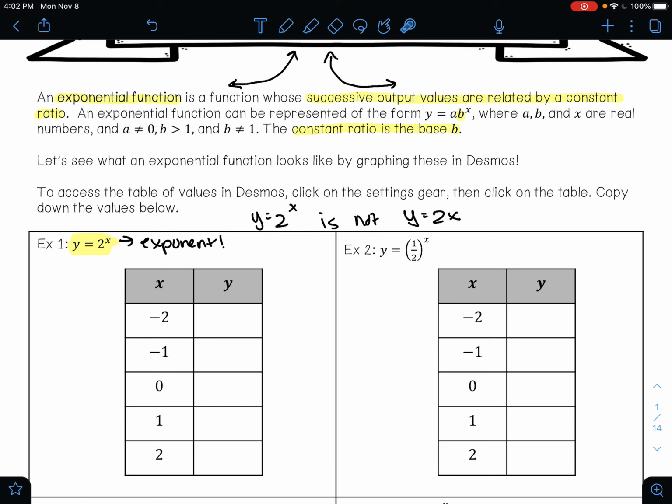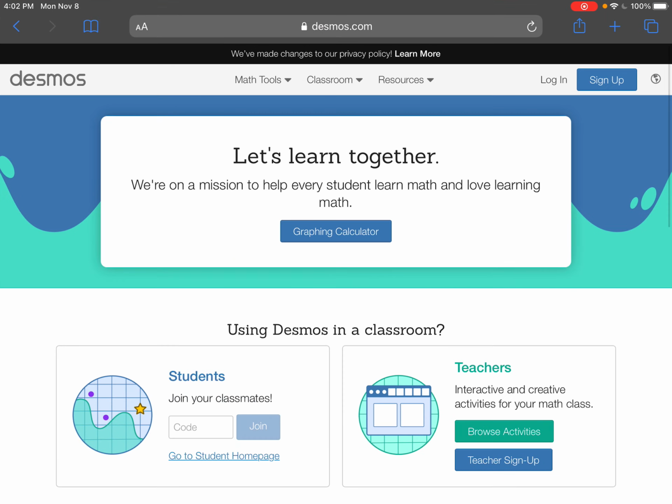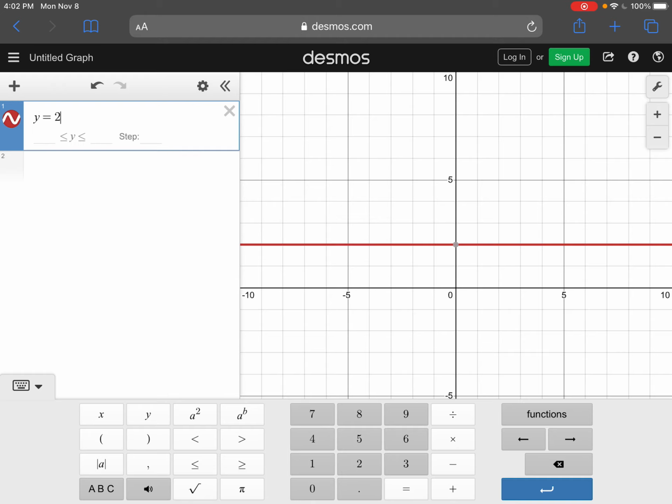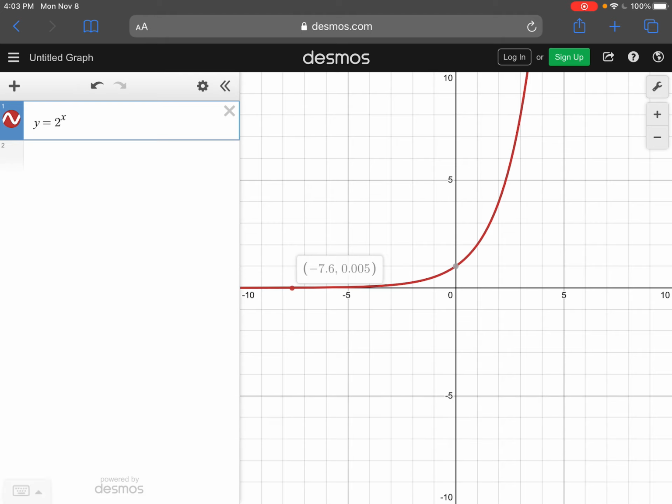So let me show you how to do this in Desmos. You're going to go to desmos.com, and when you do that, you'll click on the graphing calculator, and we're just going to type in y equals 2, and then you want to raise this to an exponent. So I'm going to use this AB button over here, and we're going to raise that to the power of x. So here we can see our curve. It is growing from left to right, and so this is what the curve looks like.